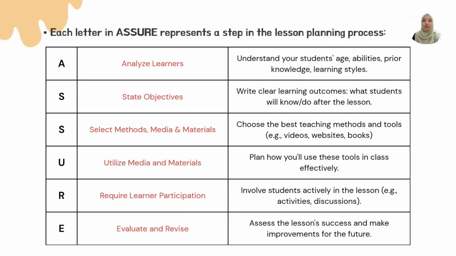In the ASSURE model, each letter actually represents a step in the lesson planning process. A stands for Analyze Learners, where teachers need to understand their students' age, abilities, prior knowledge, and also learning styles. S stands for State Objectives, where teachers need to write clear learning outcomes, what their students will know or should be able to do after the lesson. S stands for Select Methods, Media, and Materials, where teachers need to choose the best teaching methods and tools, for example, videos, websites, games, or books.